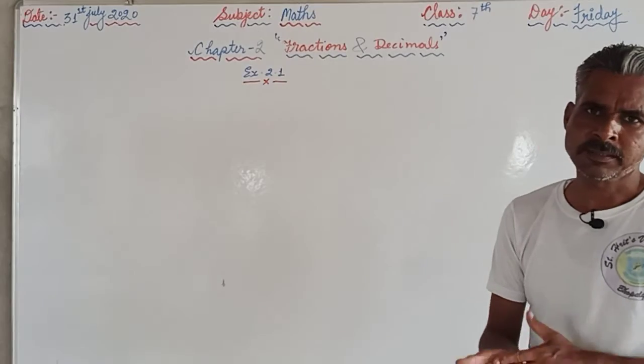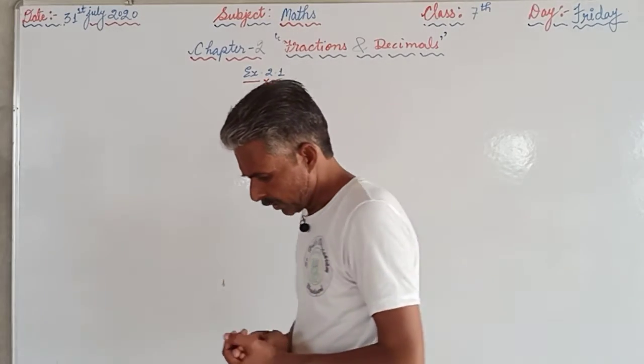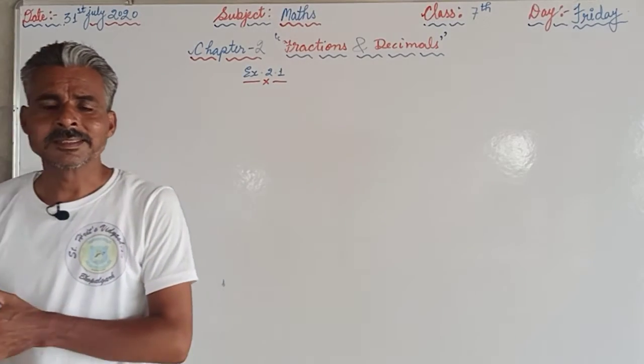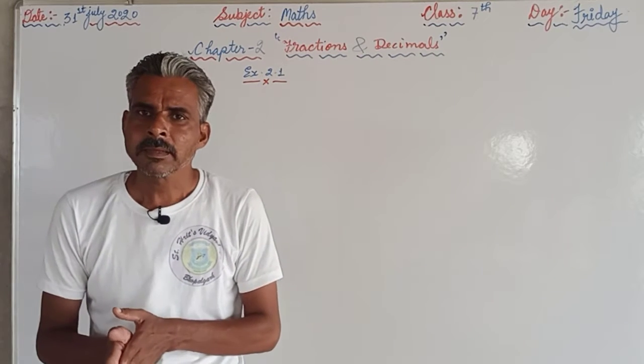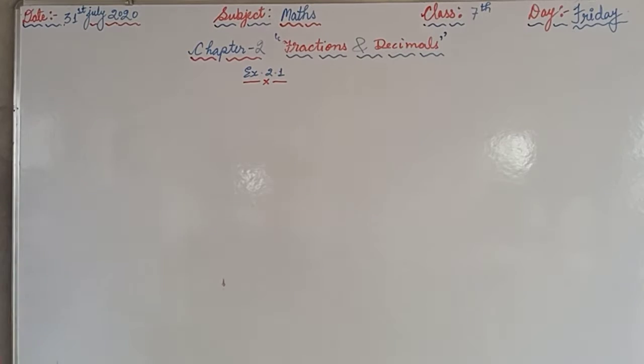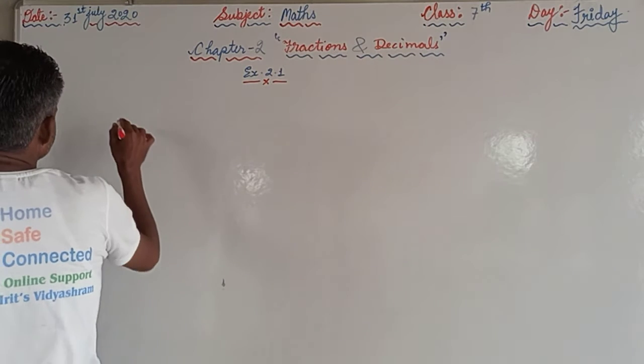This video is for class 7th and the subject is maths, and we are continuing the same chapter, chapter number 2, and the name of the chapter is fractions and decimals. As you all know that we have already started exercise 2.1. In that exercise we have already discussed up to question number 5. So today we will discuss question number 6.